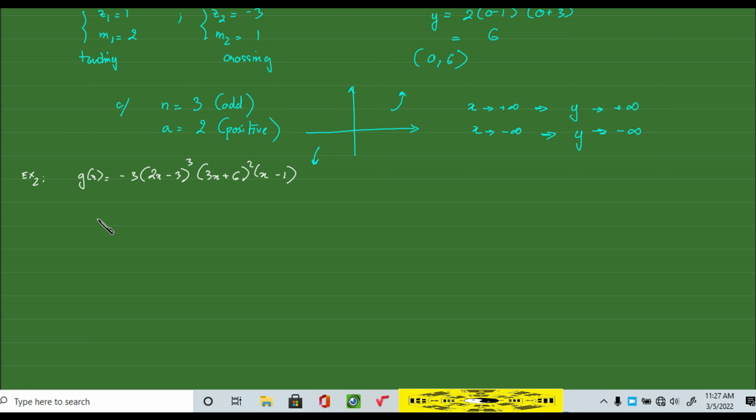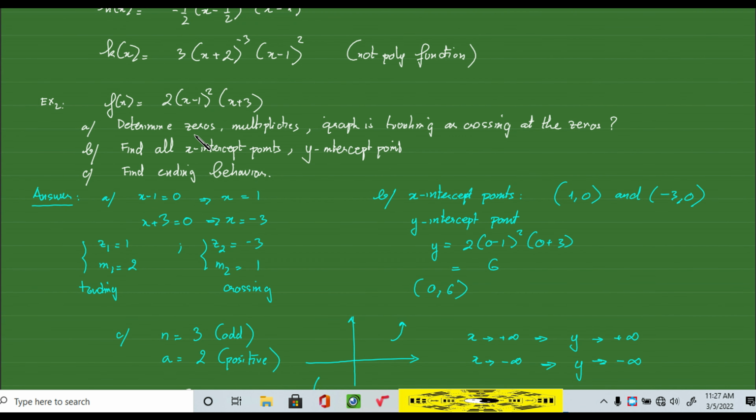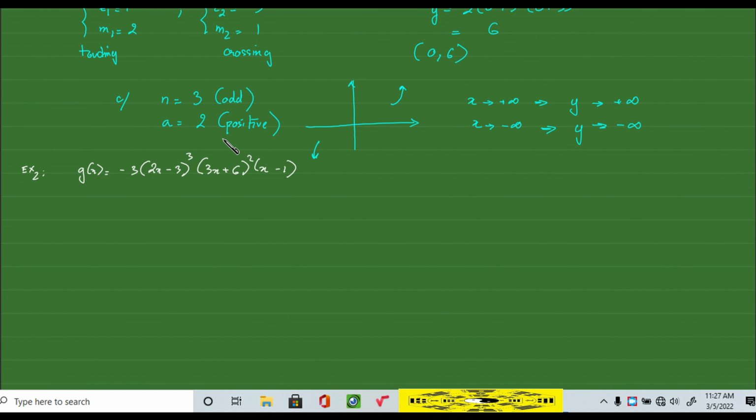So the question will be the same, and I won't be writing the question down anymore. I'll just go ahead and answer. Okay. So the zeros. In order to find all the zeros, you put each factor equal to 0. Okay. So solve for x.